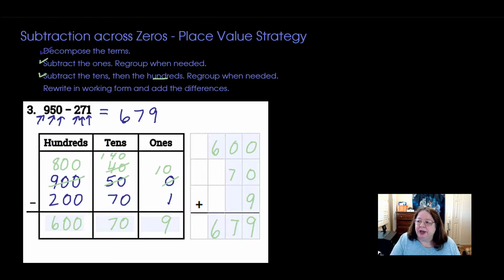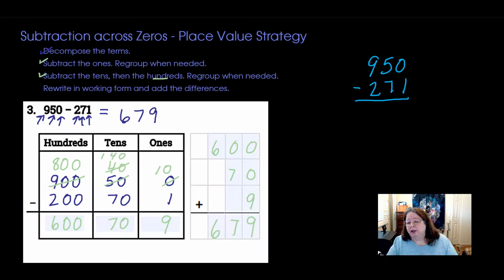I'm going to just do that off on the side using the standard algorithm, and to demonstrate how regrouping here relates to regrouping with the standard algorithm. We have 950, and we're subtracting 271. Notice how I try very carefully to line these up. One trick that I learned a few years ago is to turn, if you're using binder paper, to turn it sideways and use the lines on your binder paper to help you write your columns neatly. And that is a great idea.